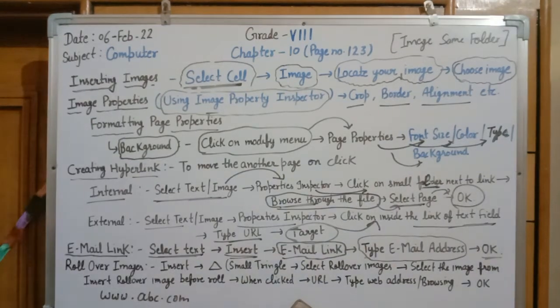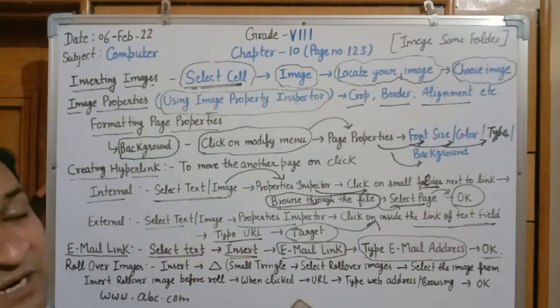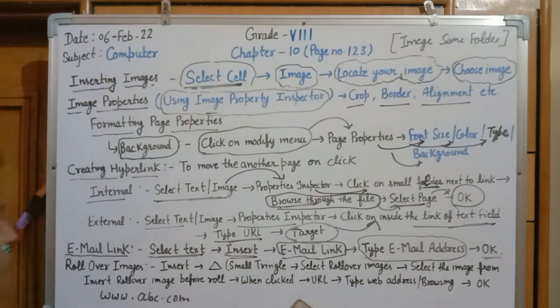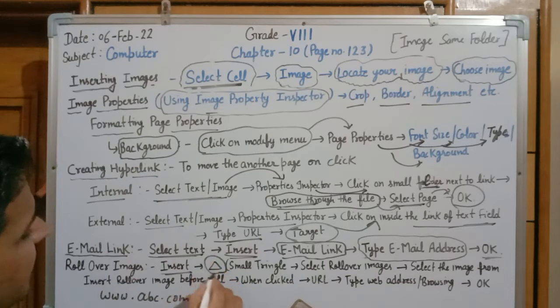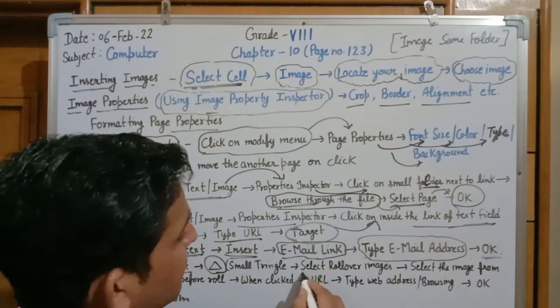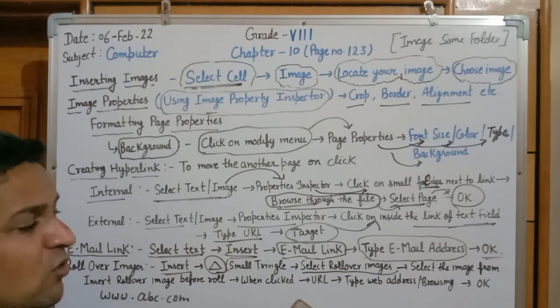And next is rollover images. Rollover image means when you bring the cursor on that image, another image will be displayed. To roll over the image, you will click on the insert option. In insert, you will click on the small triangle icon. Select the rollover images option, and select the images which will be rolled over.